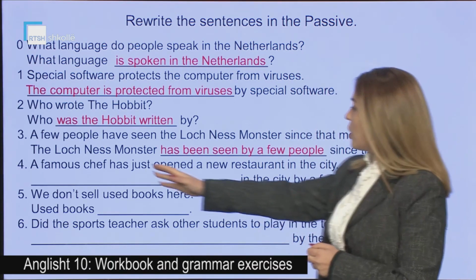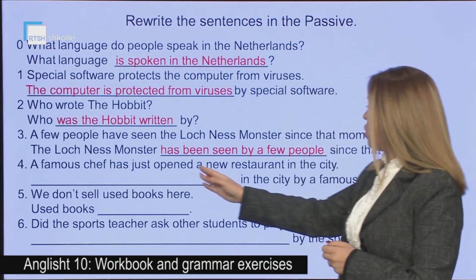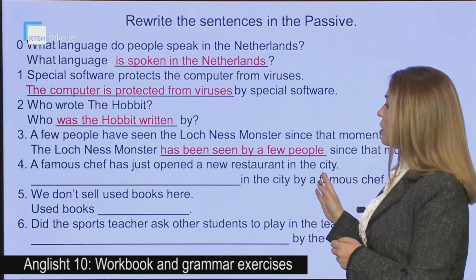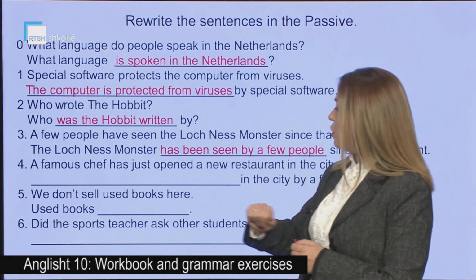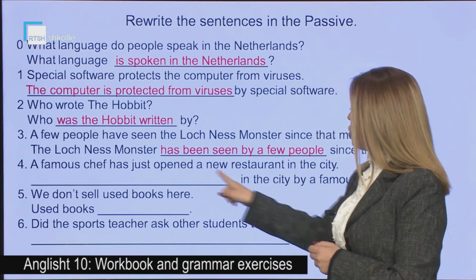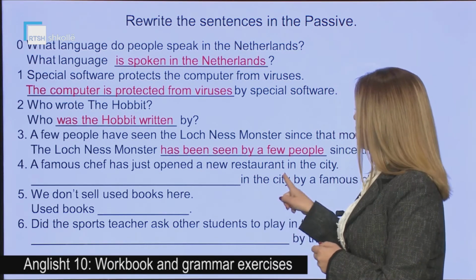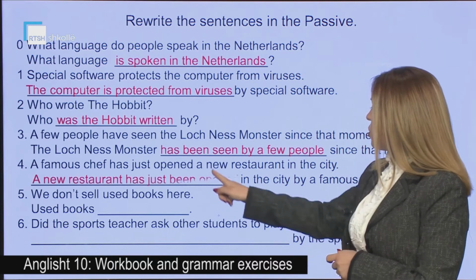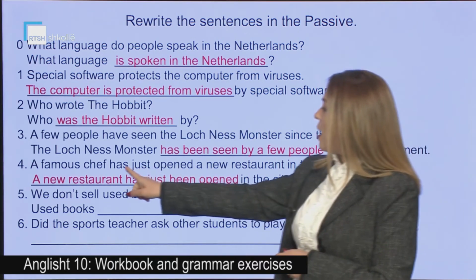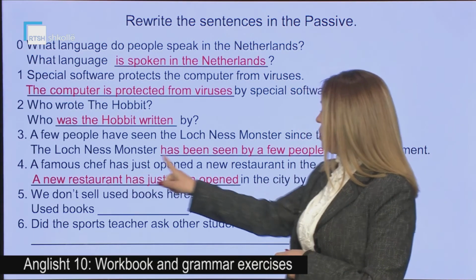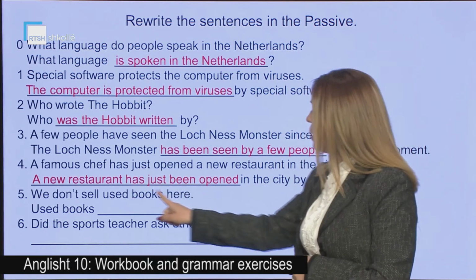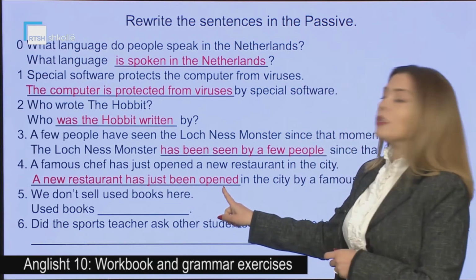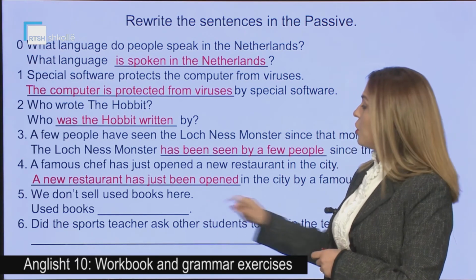Number 4. A famous chef has just opened a new restaurant in the city. Find the verb. Has just opened what? A new restaurant. So this is how you're going to start. So a new restaurant has just been opened, the verb to be, and the past participle of the main verb.